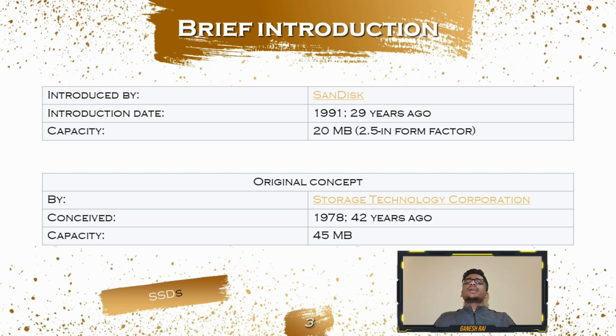So now in this slide, I'm gonna give you a brief introduction about SSDs. SSD was introduced by SanDisk in the year 1991, which was approximately 29 years ago. At the time of introduction, they introduced a capacity of 20 MB, in a 2.5-inch form factor, which was the design offered by SanDisk. But the original concept of SSDs goes way back to the year 1978, around 42 years ago, and it was formulated by Storage Technology Corporation. During the formulation of the concept, they formulated a capacity of 45 MB, which was way more for the time.